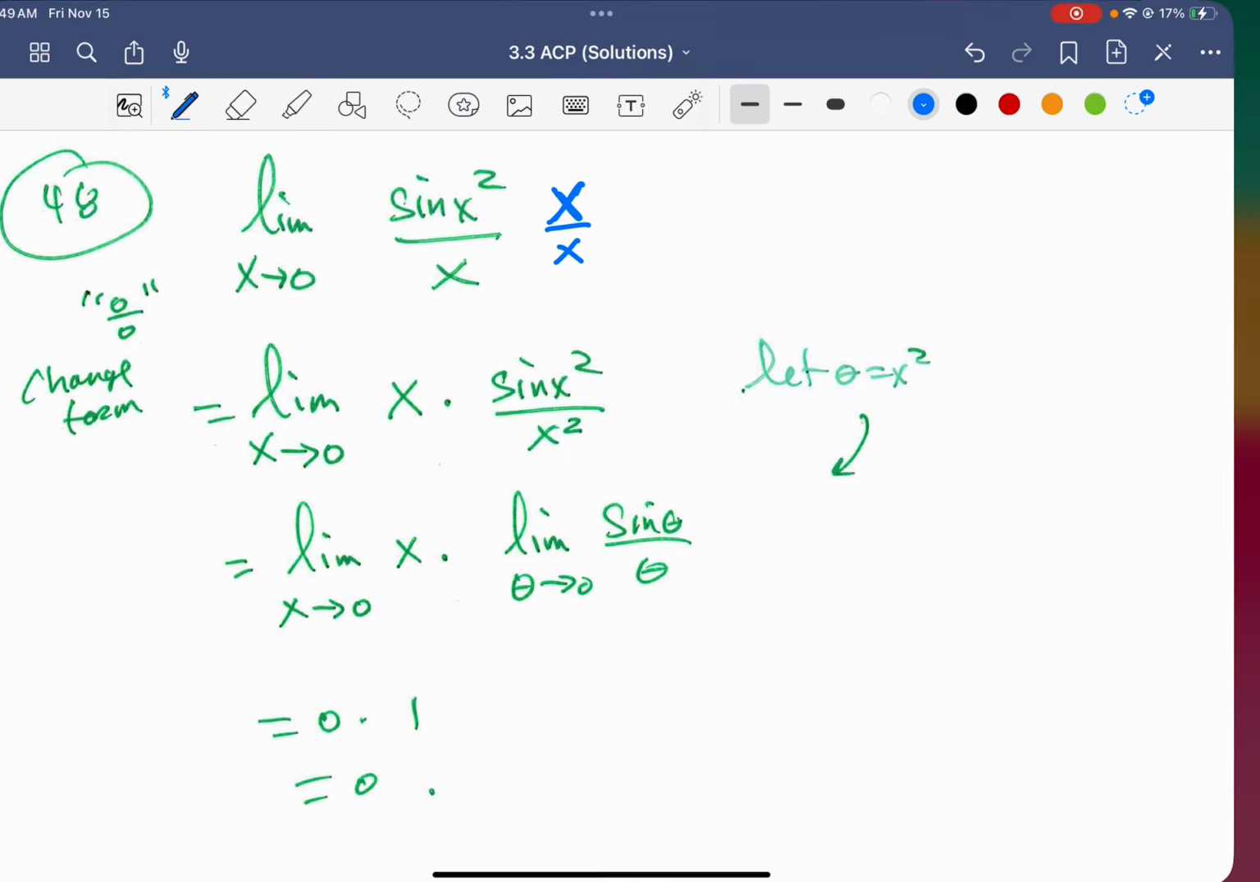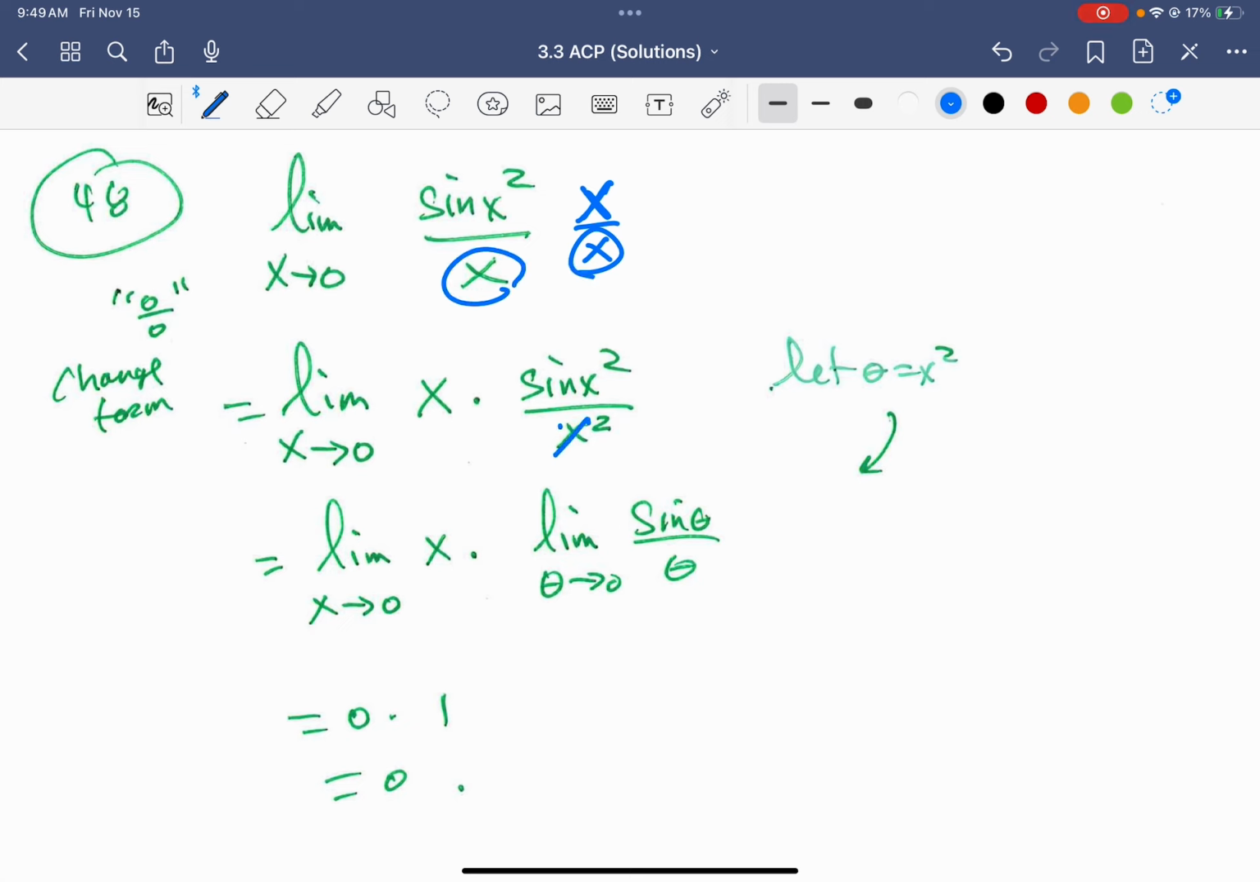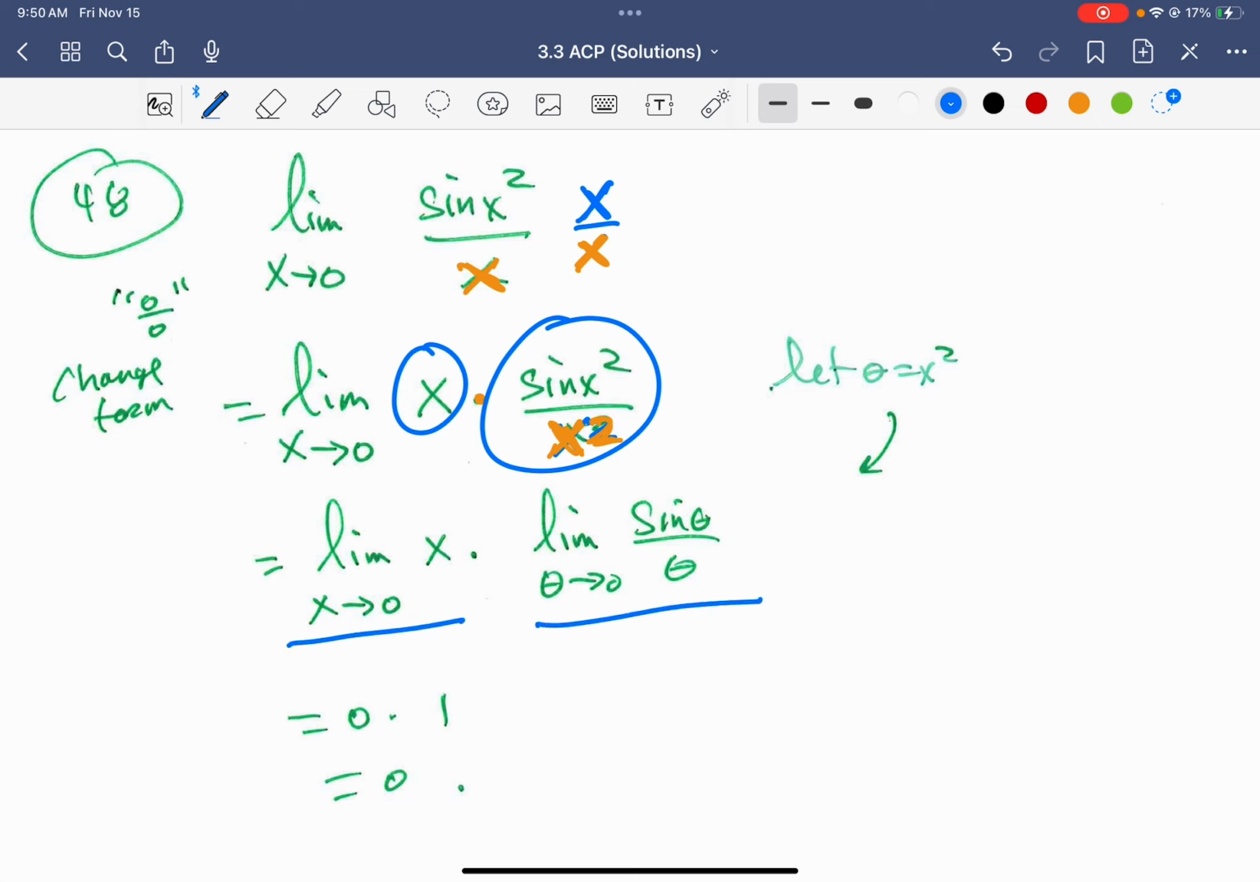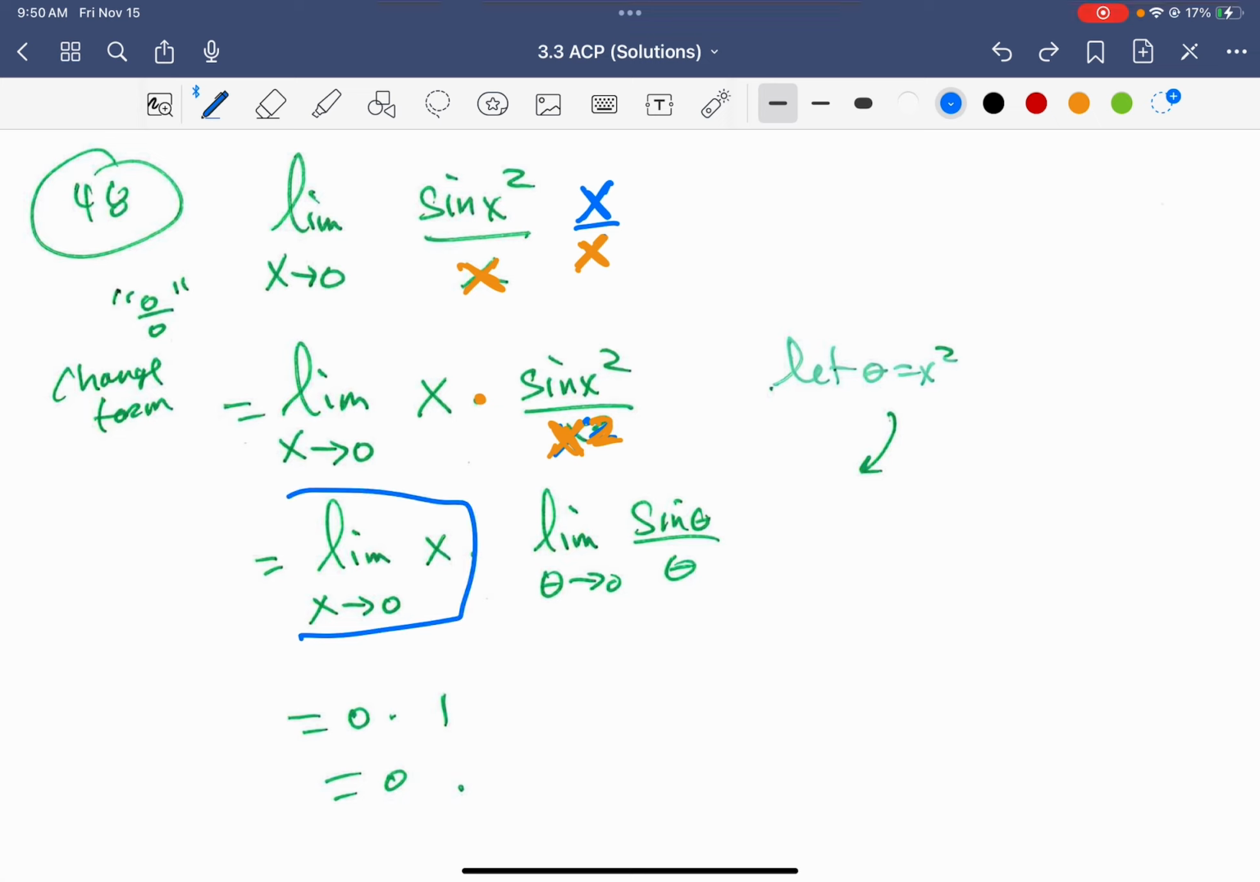So then this x times this x gives me x squared on the bottom. Again, this x and this x, which was already there, give me this x squared, which is on the bottom. And then I now have the limit as x goes to 0 of x times another thing. So this is the limit of a product. I can write it as the product of two limits as long as those limits exist. Well, guess what? This is just wanting to be 0.